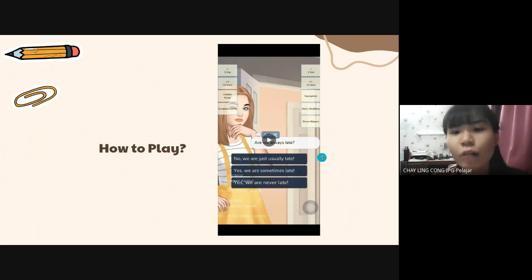So here, "Are we always late?" In module 1, the Get Smart Plus textbook for Year 4 students, one of the language focuses they will learn is always, usually, sometimes, and never. So they will have to choose depending on their knowledge and how they learned the language focus in the lesson. So, is it "No, we are usually late," "Yes, we are sometimes late," or "Yes, we are never late"? Let's look at the option if they choose "No, we are usually late."